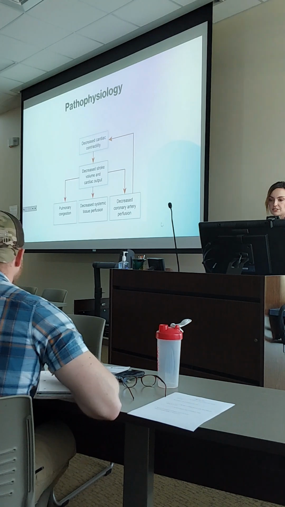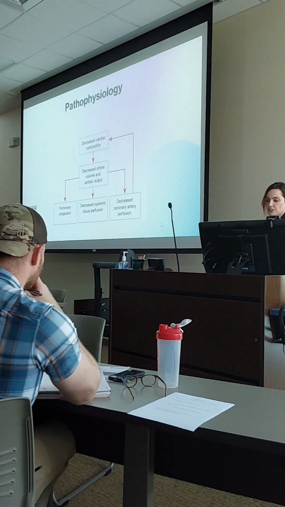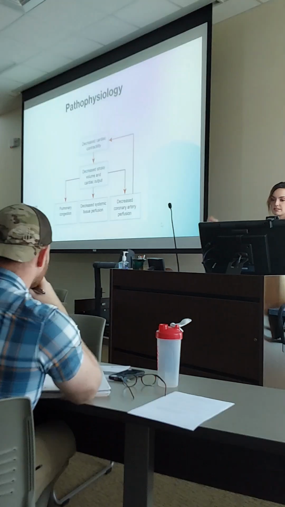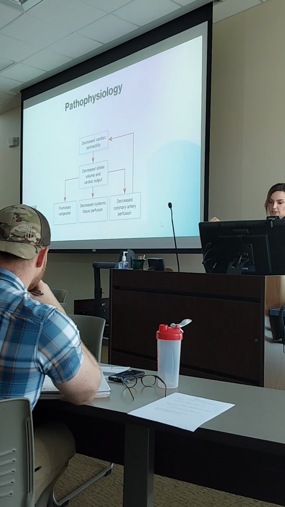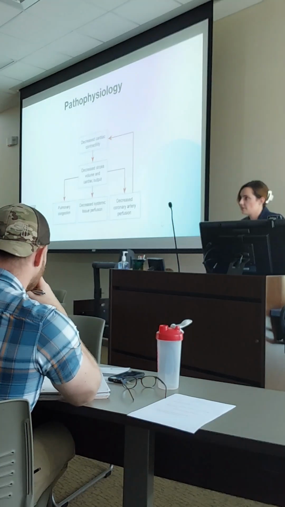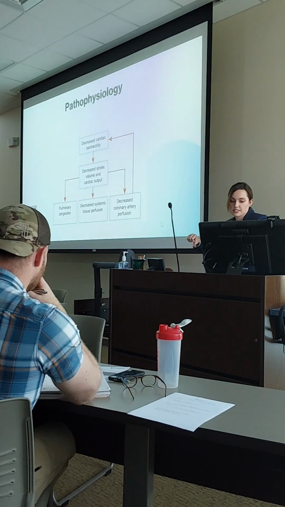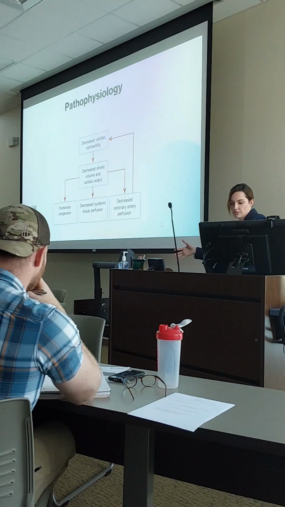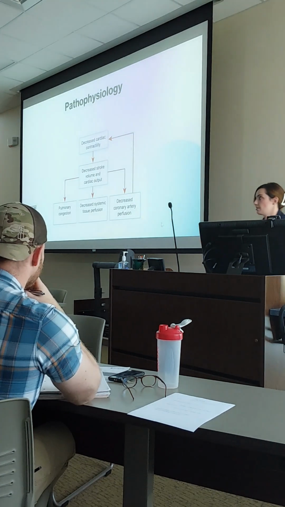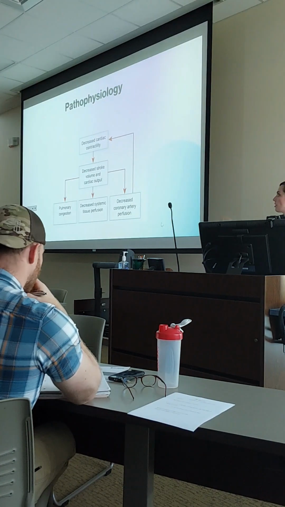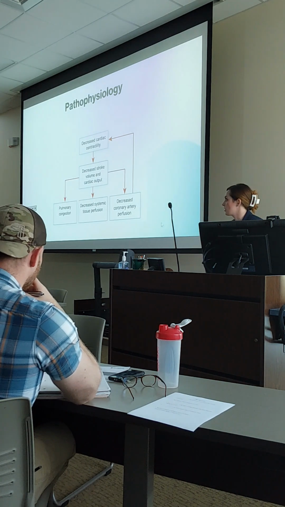Here's your pathophysiology. You've got your decreased cardiac contractility, that's the strength of the contraction, and that is causing a decrease in your volume and stroke volume and cardiac output. So that's leading to pulmonary congestion. It's backing up into the lungs, right? A decreased systemic tissue perfusion to the body, and then decreased coronary artery perfusion, so the heart muscle itself is not getting the perfusion, the oxygen that it needs, and that is going back and further decreasing the cardiac contractility.